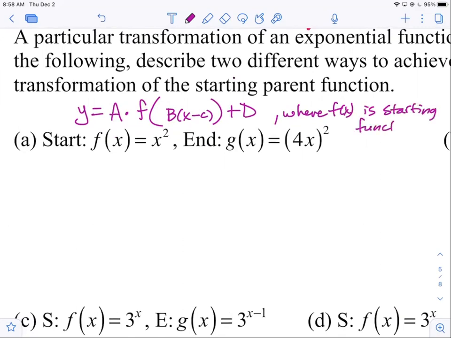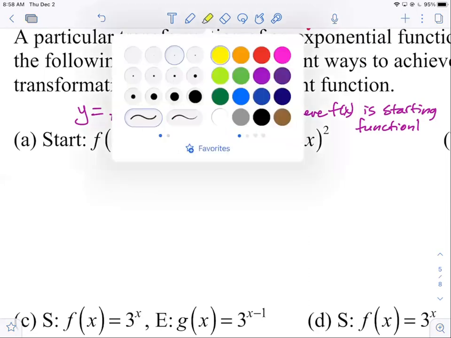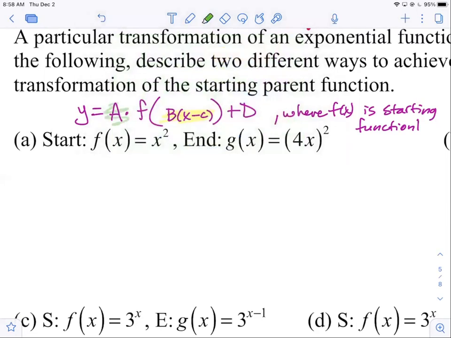And y'all had a lot of experience with this in Algebra 2. So remember, we got the inside piece and we got the outside piece. Right? The inside pieces affect the graph horizontally because they affect the X values. And then the outside pieces, the A and D, are affecting the graph after you find the Y values. So those are affecting the graph vertically.